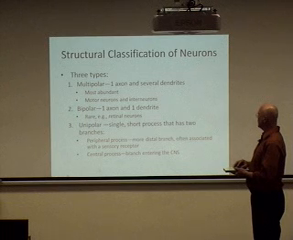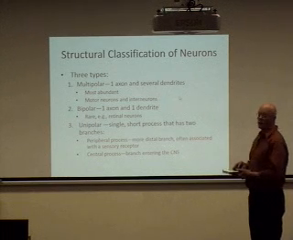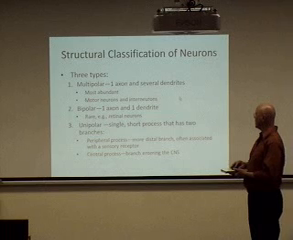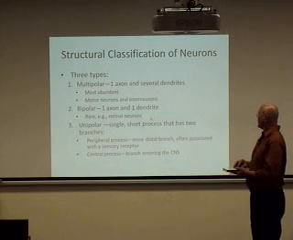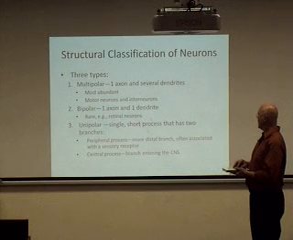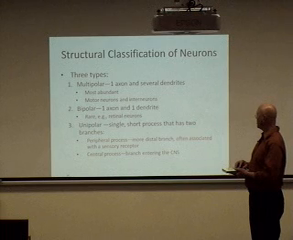The multipolar neurons tend to be motor neurons and interneurons. Interneurons are neurons within the spinal cord and central nervous system. Bipolar neurons occur in something like retinal neurons, which are an example of that. And then these unipolar neurons are often associated with sensory receptors.